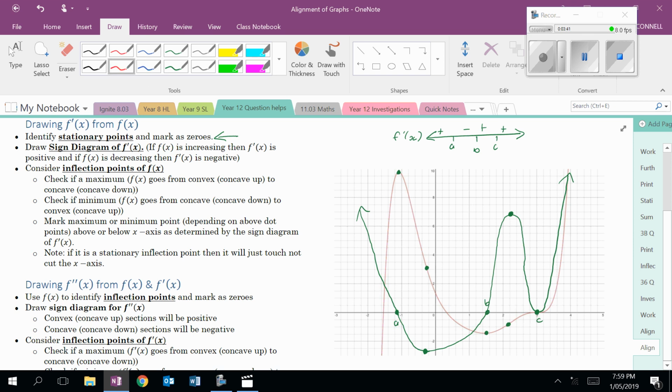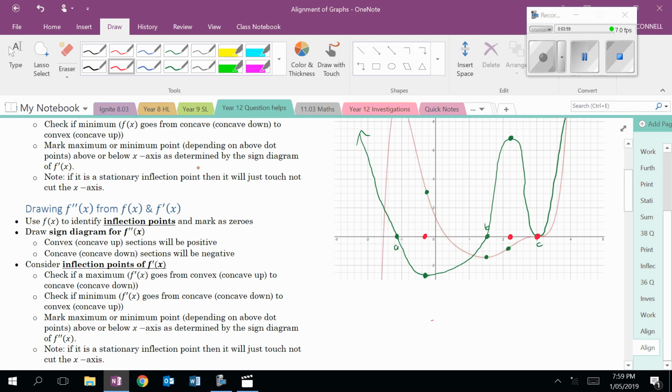Now for our second derivative, we've got to identify our inflection points. We've already done that, and we're going to mark that as 0. And then we've got another inflection point there, that'll be another 0, and we've got another inflection point there, which will be our third 0. Now we need to draw a sign diagram, so that's going to be where we use, and well, we've got 3 zeros, and they'll just match going across.